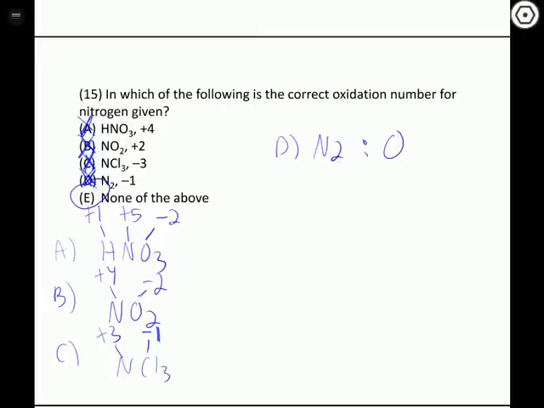So review the rules for oxidation numbers, and again, zoom in on the obvious ones, which are usually hydrogen, oxygen, fluorine, things like that, which pretty much have the same oxidation number in every compound, and assign the rest from there. Okay, questions on oxidation numbers?